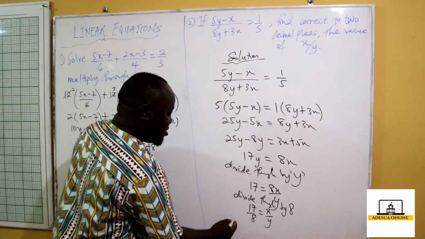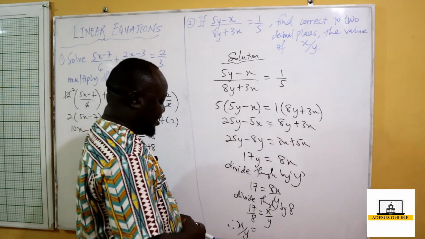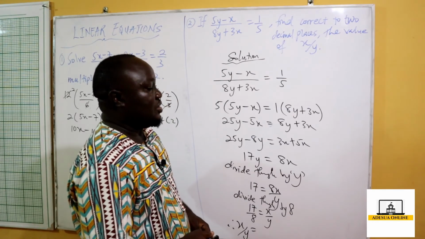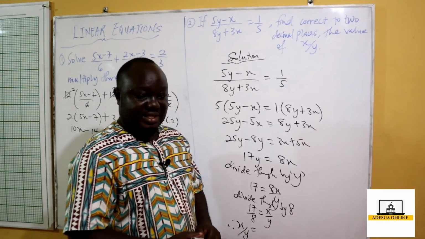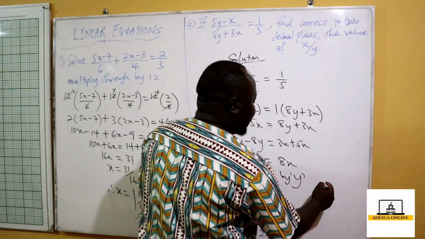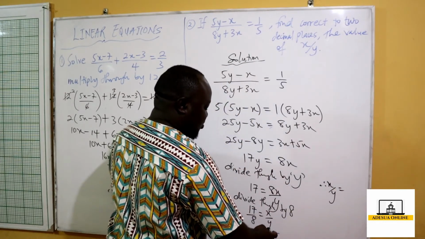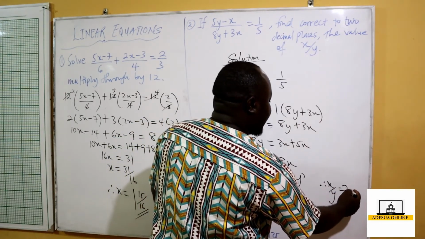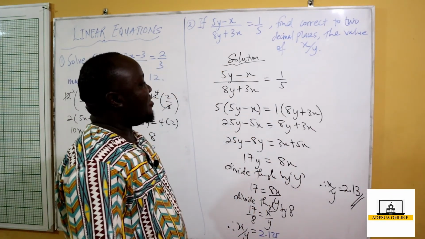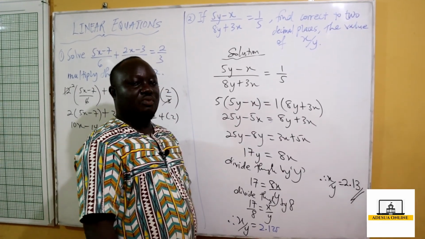Therefore, we can say that x over y is equal to 17 over 8. On our calculator, we are told to express this to 2 decimal places. 17 over 8 will give us 2.125. Correct to 2 decimal places, x over y will be equal to 2.13. So this becomes our final answer, and we have been able to express x over y as 2.13.